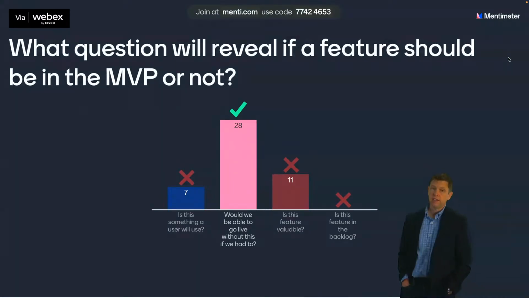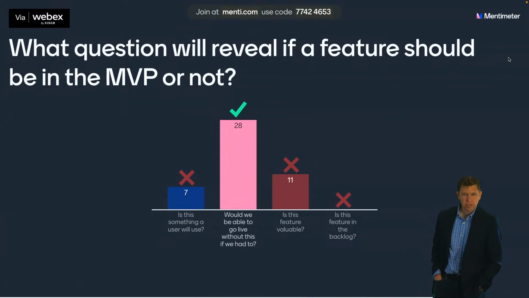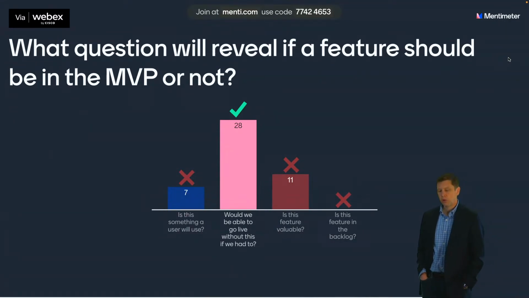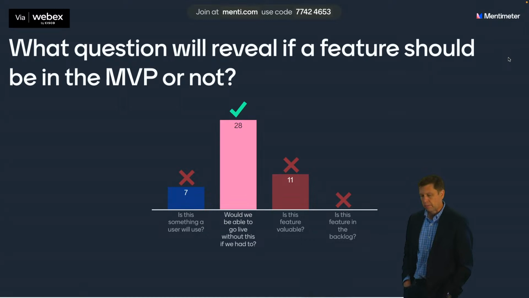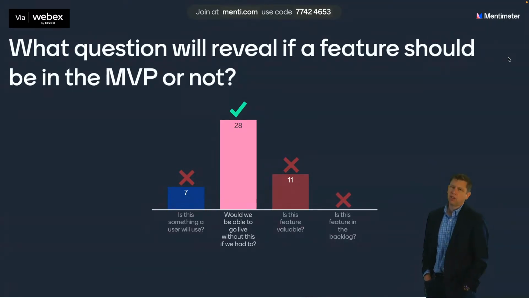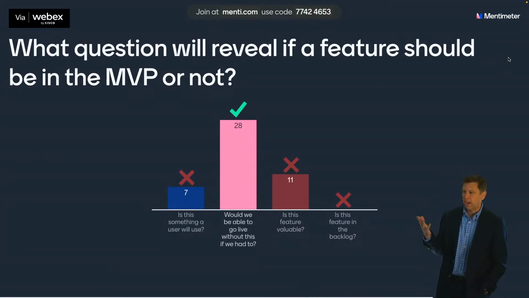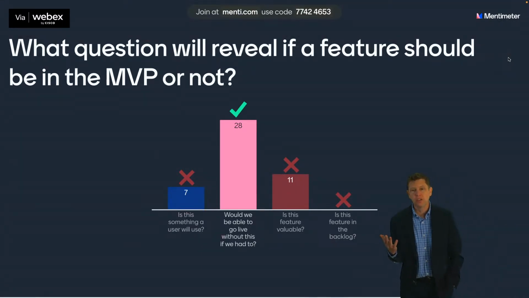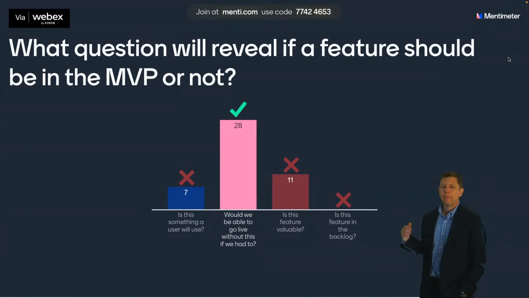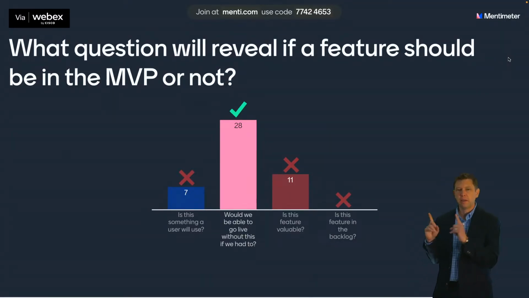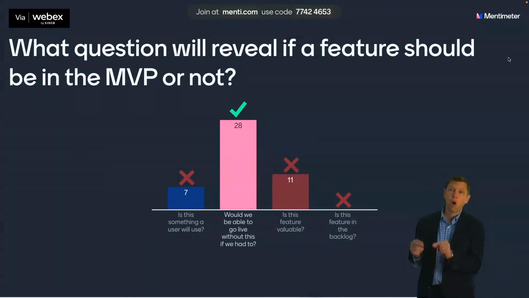The reason that's the more correct choice here is this: is this something the user will use? There are lots of things the user will possibly use that you might be able to go live without. Like the calendar example we gave earlier, where having the UI to edit the calendar was something they definitely would use, but they were able to go live without it. And is this feature valuable? There are lots of things that are valuable that aren't so valuable they would keep you from using the application. So there's a little bit of differentiation between something being valuable and something being required in order to go live.